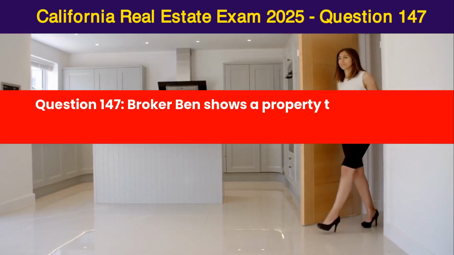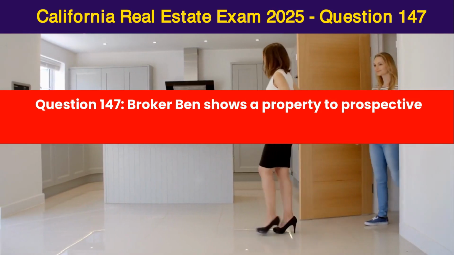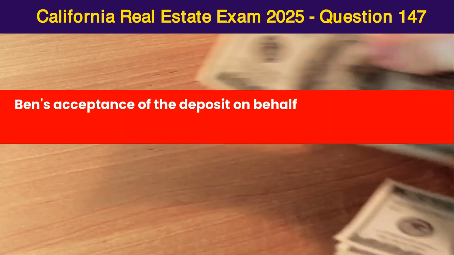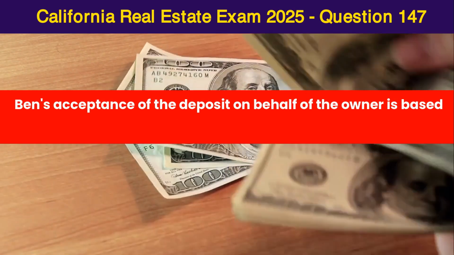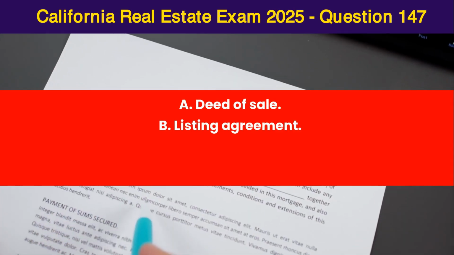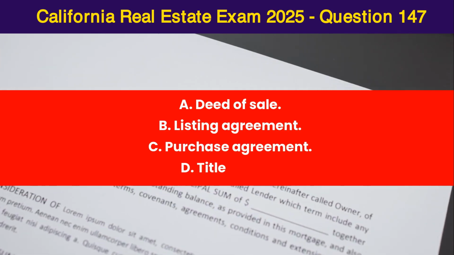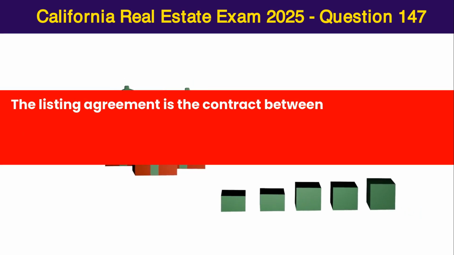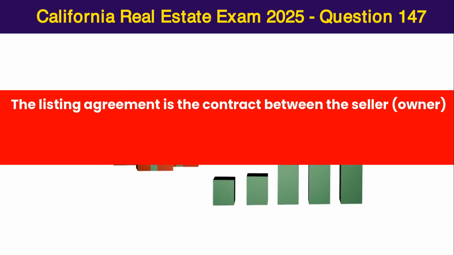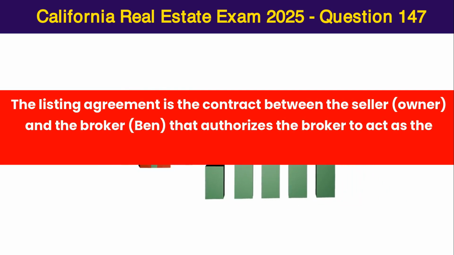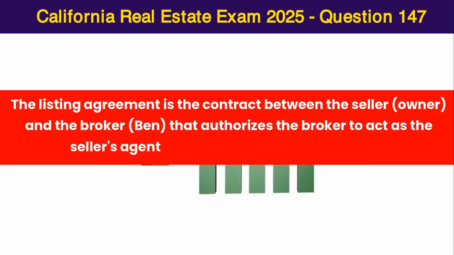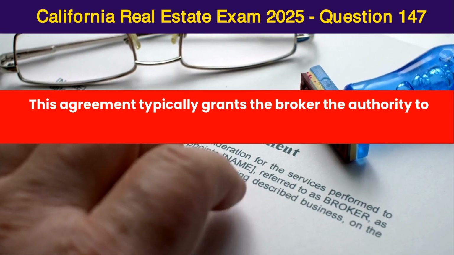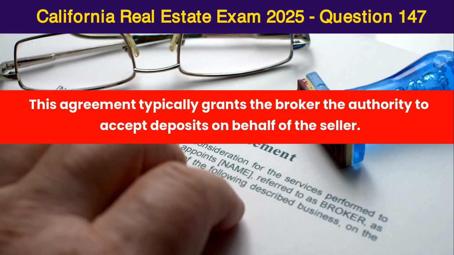Question 147. Broker Ben shows a property to prospective purchaser Patty, who offers him a deposit. Ben's acceptance of the deposit on behalf of the owner is based on the A. Deed of sale, B. Listing agreement, C. Purchase agreement, D. Title search. Correct answer is B. Listing agreement. The listing agreement is the contract between the seller, owner, and the broker, Ben, that authorizes the broker to act as the seller's agent and find a buyer for the property. This agreement typically grants the broker the authority to accept deposits on behalf of the seller.